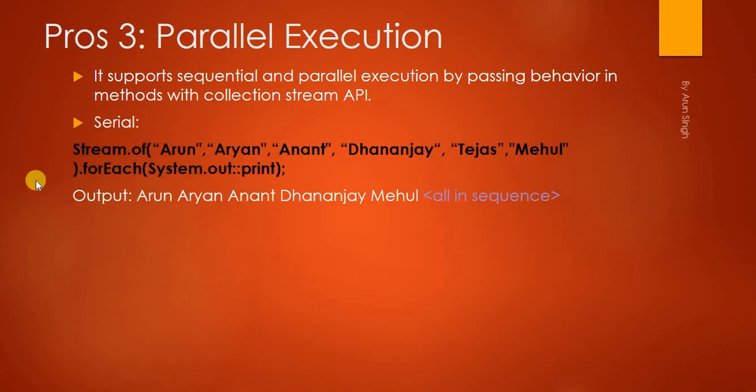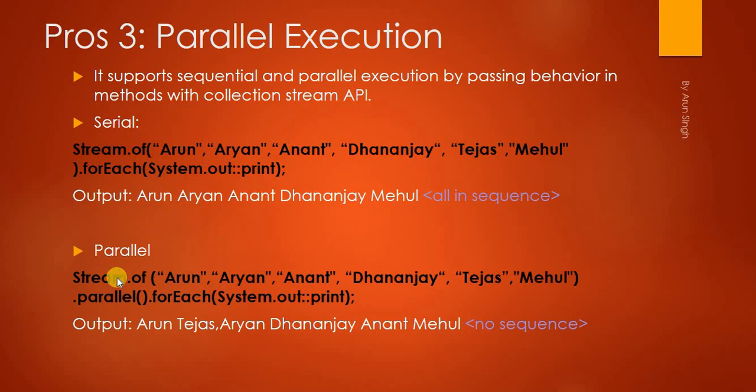You have a stream of some names, and now let's output them all in sequence. So here I have stream dot of this, and I just put dot forEach, System.out.print. So all are in sequence. But if I do parallel execution, I have stream dot of, I have passed that array here, and I have dot parallel, then dot forEach. In this case, I am using the parallel function of stream, in which these names will be printed fast, but there is no sequence. What we have seen here, let's see that in a demo.